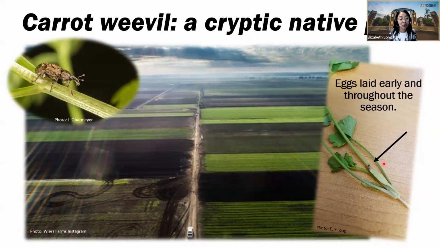And they're out there active early in the season, late March to early April, all the way through the harvest point, which may be as late as September. So we've got a cryptic pest, a native pest, and a pest that's active season long that has the potential to damage these crops.